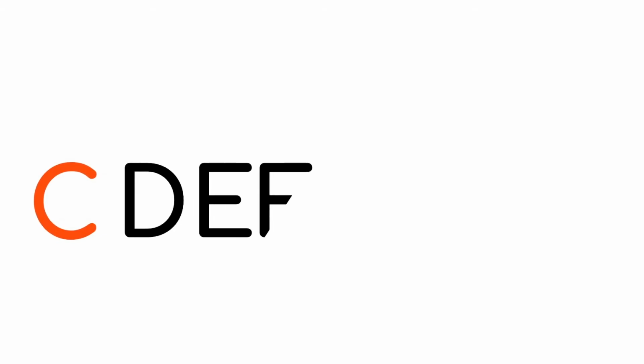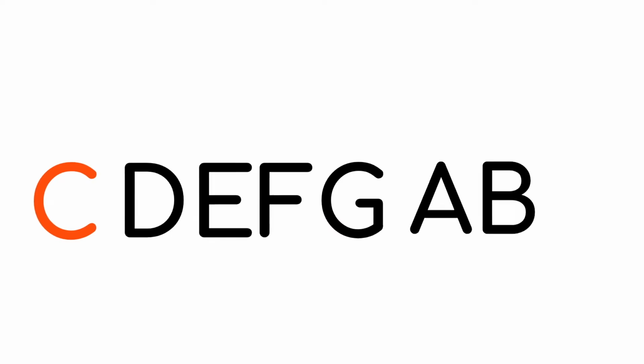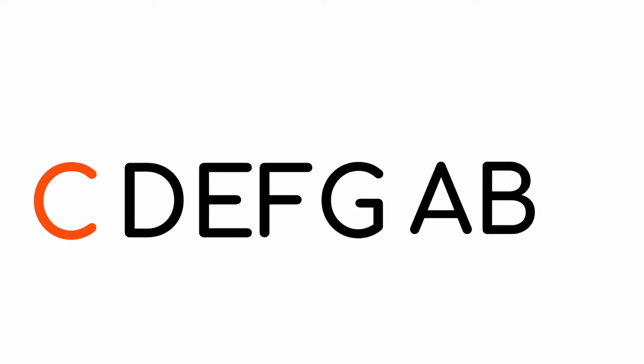C. After C, D, E, F, G. And we know after G, it's A. So A, B, C. Let's try that with the piano. Say it with me. C, D, E, F, G, A, B, C.